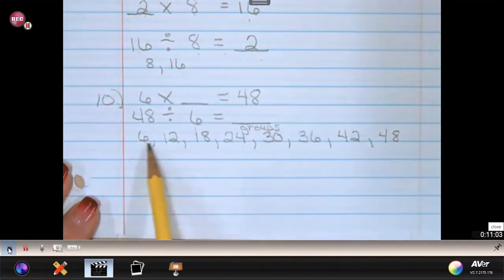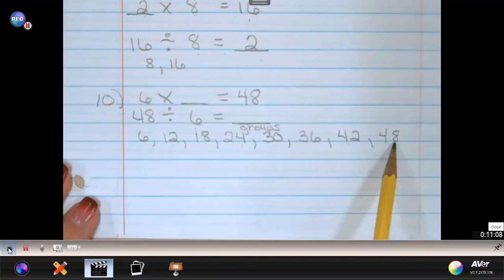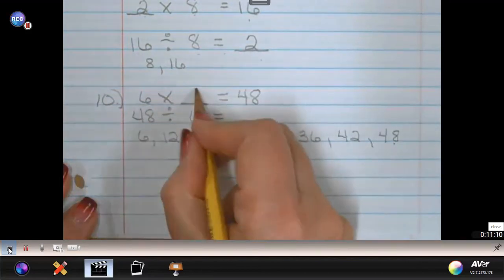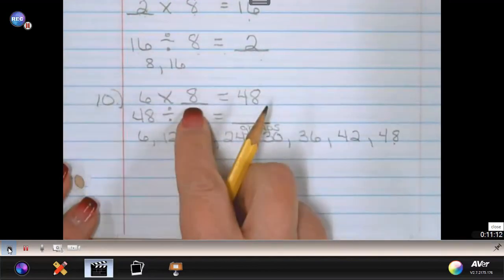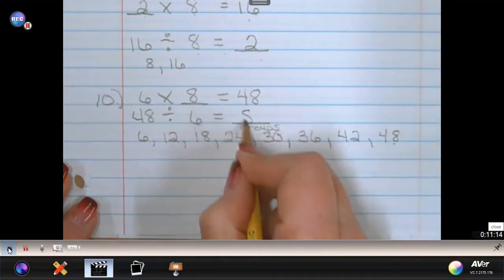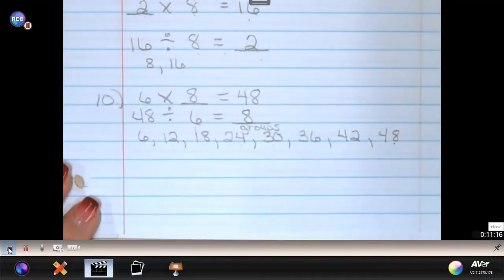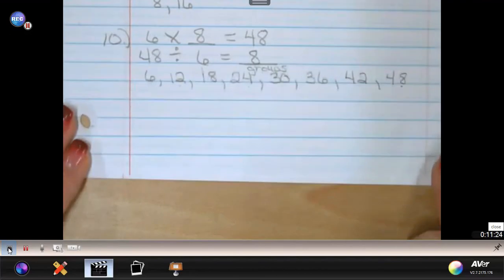So, how many groups of 6 was I able to count on? 8 groups of 6. So my missing factor here is going to be 8. I had 8 groups of 6, or 6 groups of 8. It's going to be the same thing. I'm going to do one more.